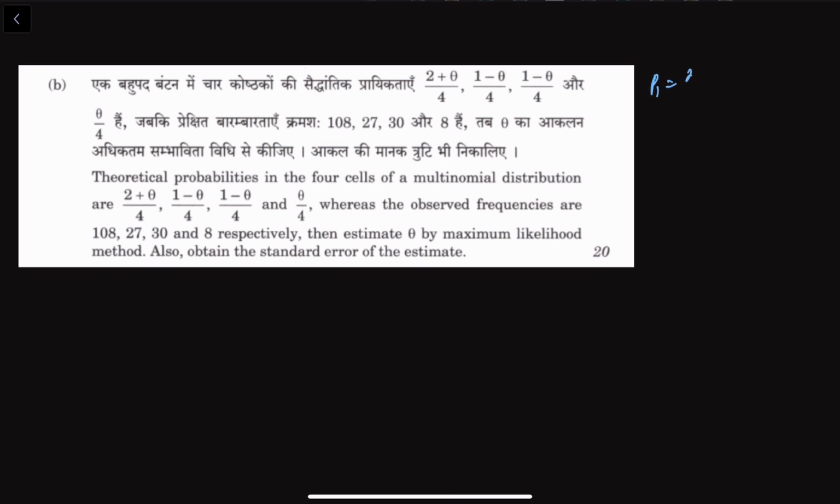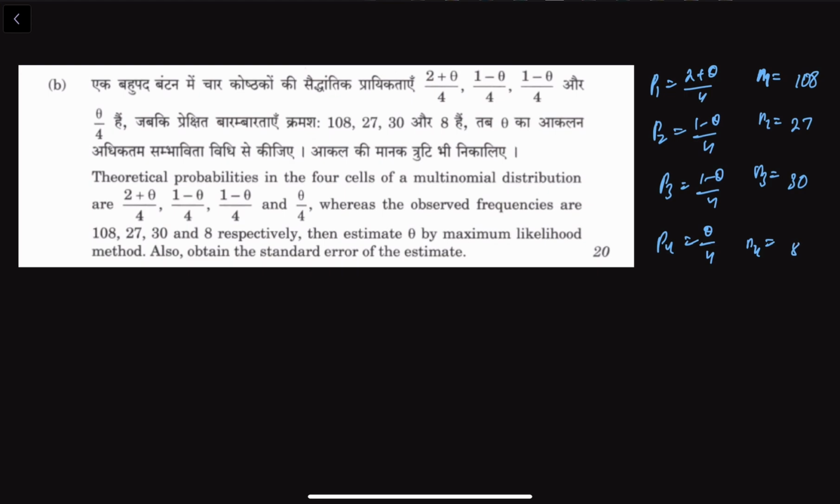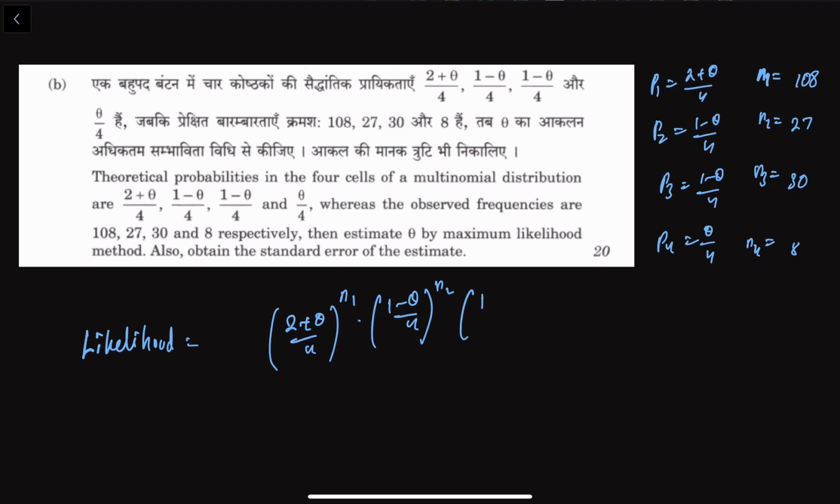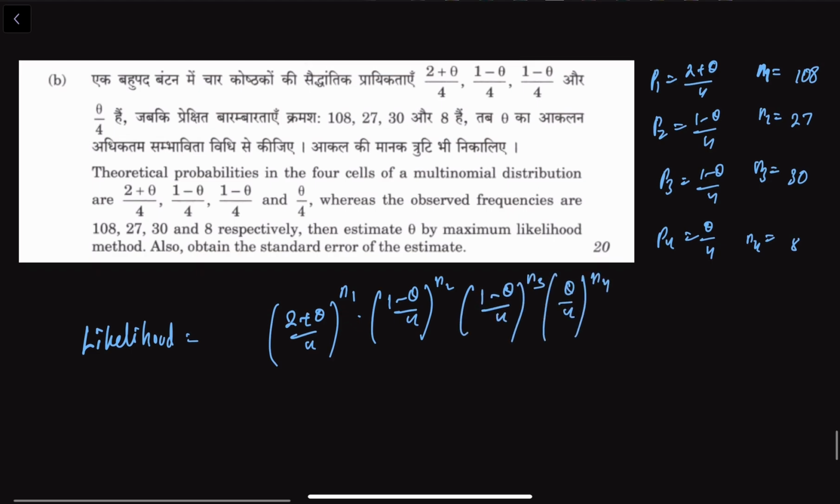So we have a multinomial with cell probabilities as a function of theta. P1 is (2 plus theta) by 4, P2 is (1 minus theta) by 4, P3 is (1 minus theta) by 4, and P4 is theta by 4, and their respective observed frequencies are 108, 27, 30 and 8. Now the likelihood would be ((2 plus theta) by 4) to the power n1, into ((1 minus theta) by 4) to the power n2, ((1 minus theta) by 4) to the power n3, (theta by 4) to the power n4.